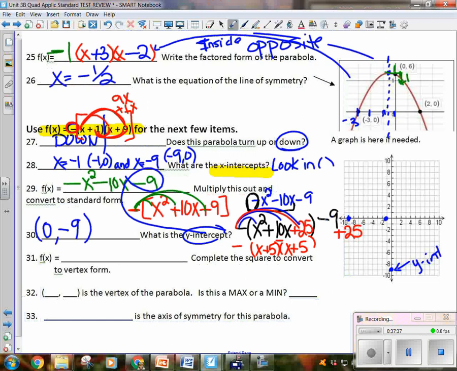So my answer turns out to be negative on the outside, 2 sets of parentheses could be x plus 5, parentheses squared, plus 16. Now that I have this, what is the vertex? Well, remember, inside comes out the opposite, so that's negative 5. This one comes out the same, which becomes positive 16. So I'm going to go negative 5, and I'm going to go positive 16.